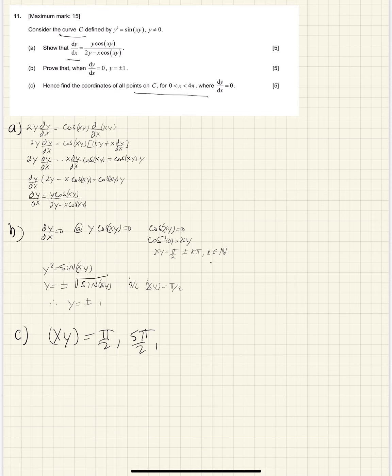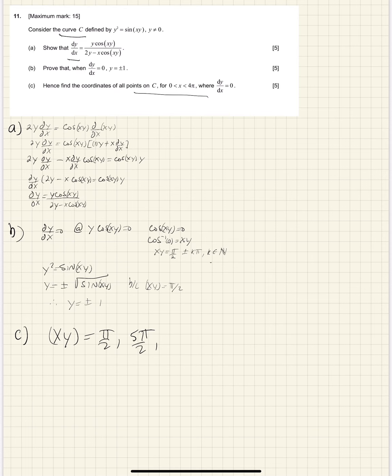Actually, that's not true. We can have pi, because dy/dx equals 0. I'm sorry, dy/dx will equal 0 at xy equals 3 pi over 2. So we're okay. y is not equal to 0. But y squared, well, if it's not, we don't know what the multiple is.